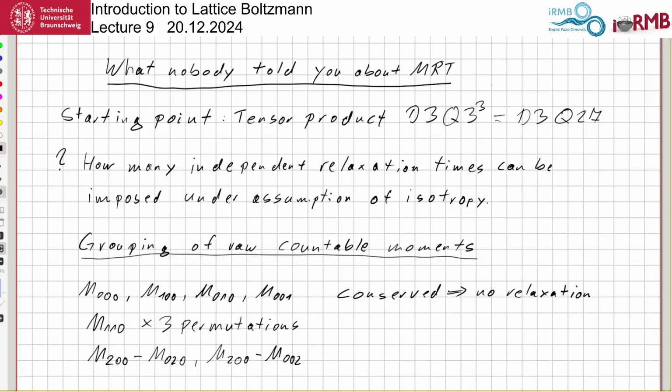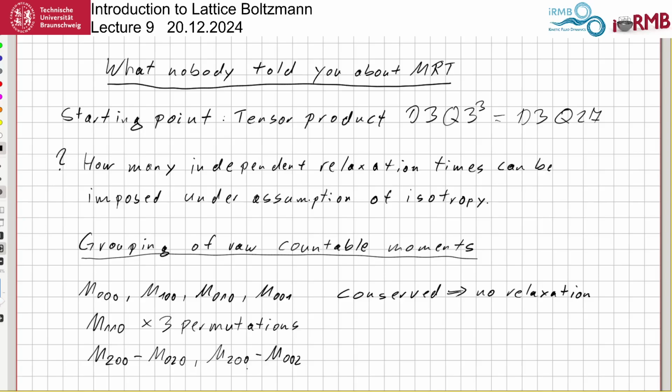Okay, think about 2 dimensions. In 2 dimensions, we have M0, M20 and M02. So we have 2 of these moments, yeah? And we have to regroup them as their sum and their difference, right?